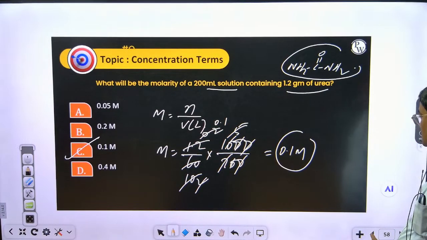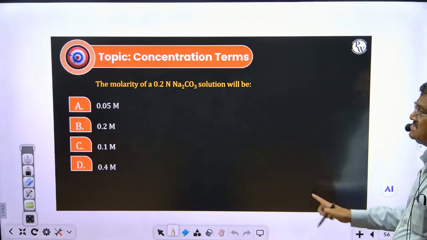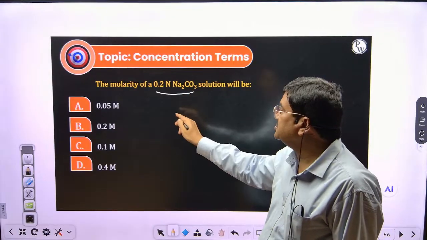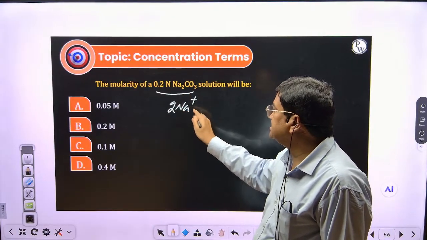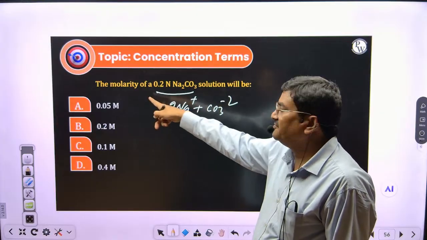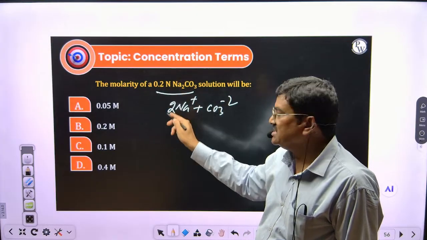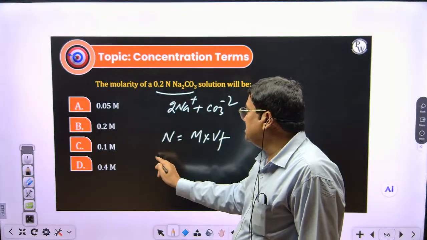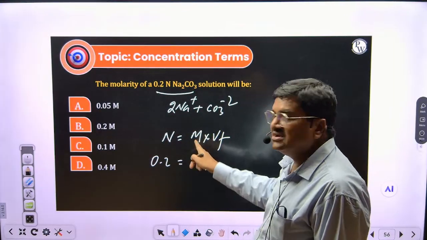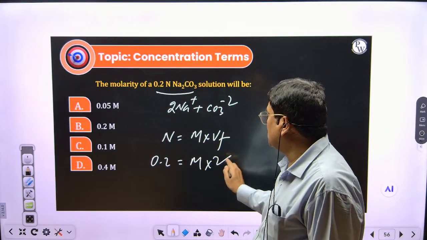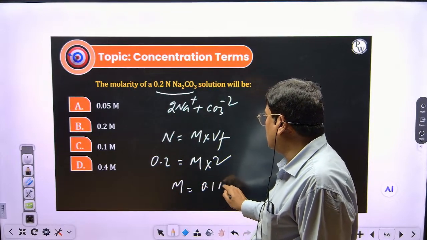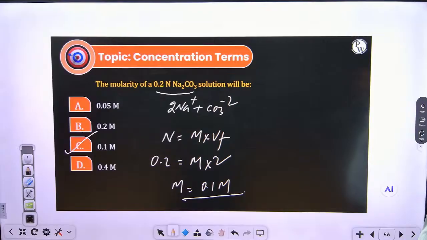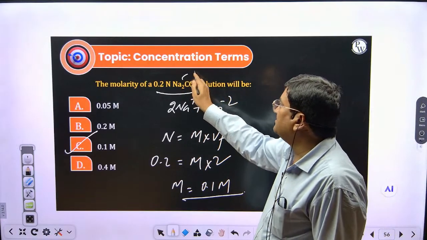Find this. The molarity of 0.2 normal sodium carbonate. What is sodium carbonate? It is a salt. How do you split sodium carbonate? 2Na+ plus CO3 2-. He is asking to find molarity. Normality is given. What is the relation? Normality is equal to molarity into valency factor. So normality is 0.2, molarity we have to find. What is the valency factor here? Number into charge, 2. So molarity comes to 0.1 molar. It should be the C option. And you have to recognize that sodium carbonate is a salt.